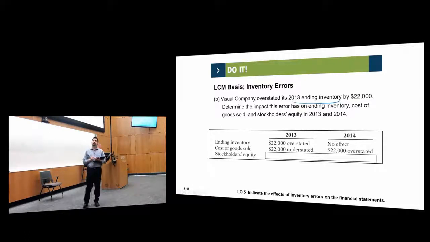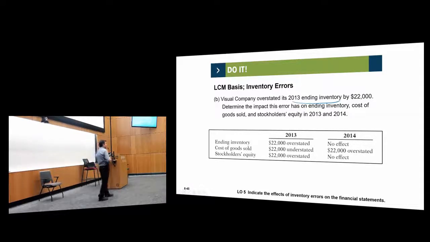What about stockholders' equity? Overstated, and no effect on the second one. Why is that? Again, because in this case, the effect will be in a way offset, and plus you remember that the ending inventory will have no effect on ending inventory of 2014. So those two things, okay? Because it will be offsetting each other.